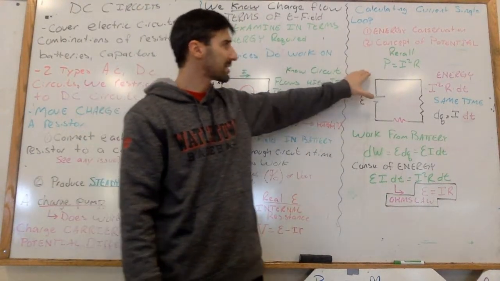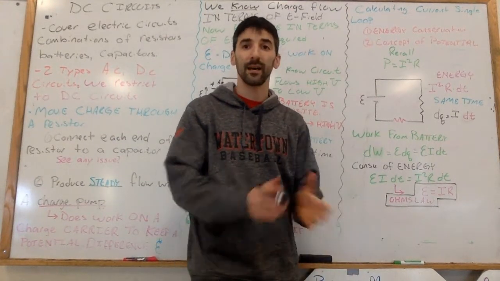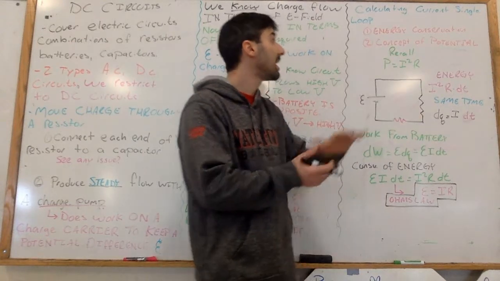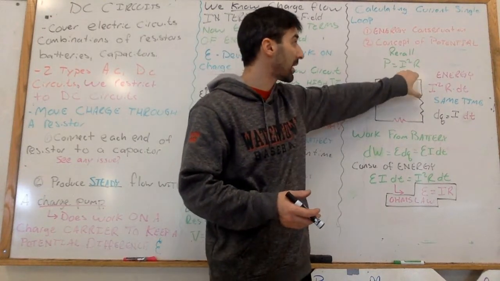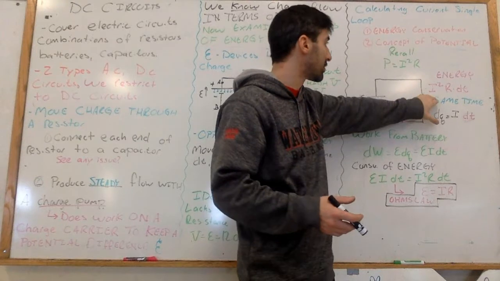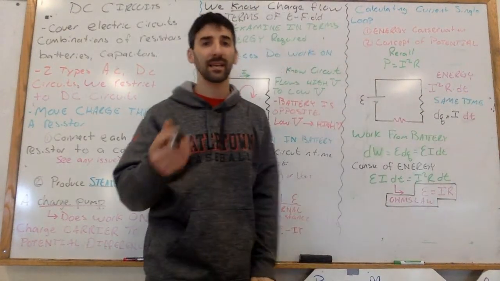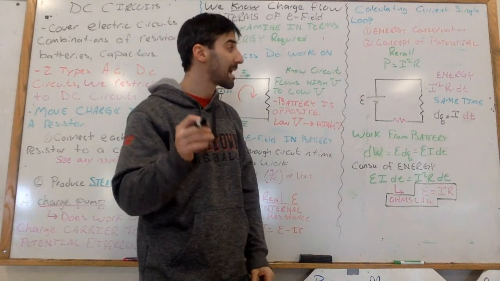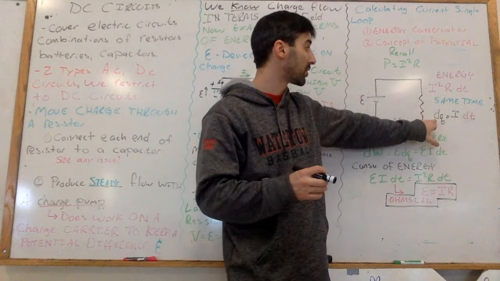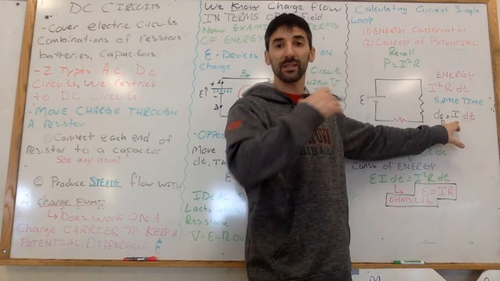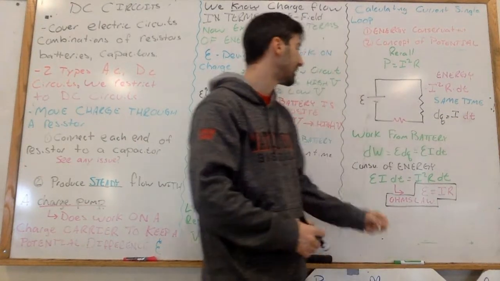So recall our simple equation, power equals I squared times R. We also know power equals I times V. This is just a simple derivation. Since power is I squared R, if I take that power and multiply it by some small amount of time, that gives us the energy. In the same amount of time, I can move a charge: dq equals I dt. I'm moving charge carriers every second, that dt.